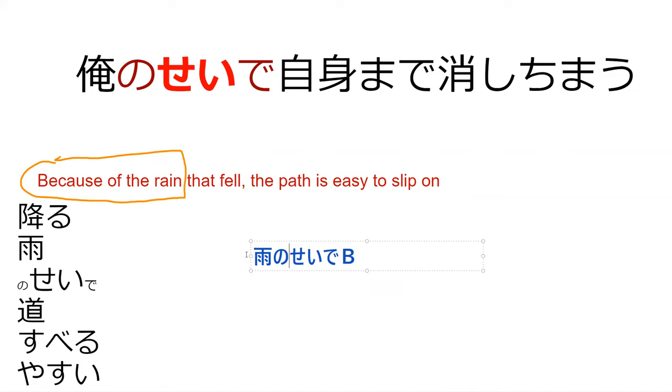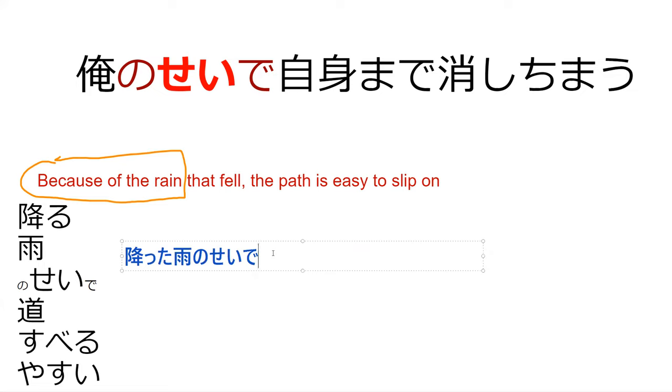Would I put no sei de at B or C if I wanted to add that fell to the sentence? I was going to say B, but I think putting it at C makes sense too. C does make more sense. What are we going to put there at C? Furu. So furu is future habitual tense. So because of rain that falls, like falls in general. What if I wanted to say rain that fell? Furu becomes futa. Futa ame no sei de. The fault of the rain that fell.